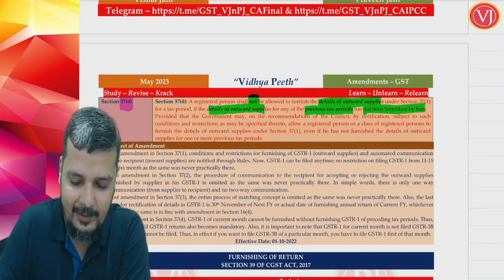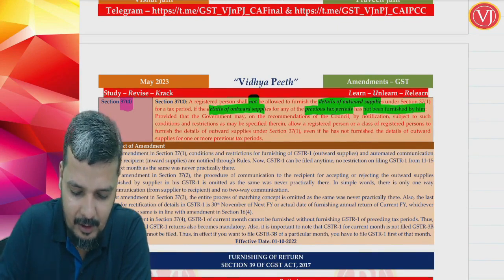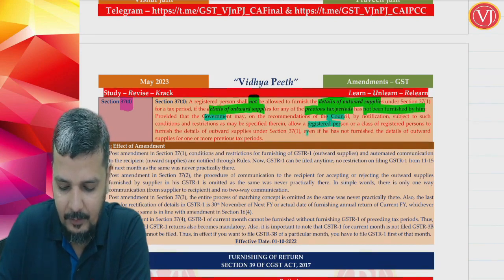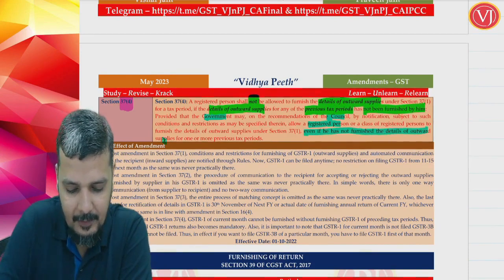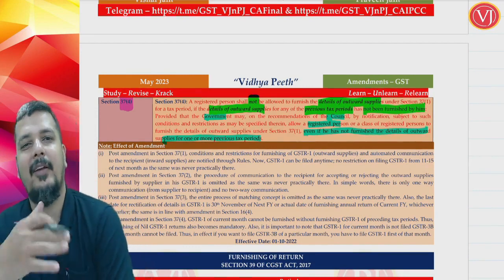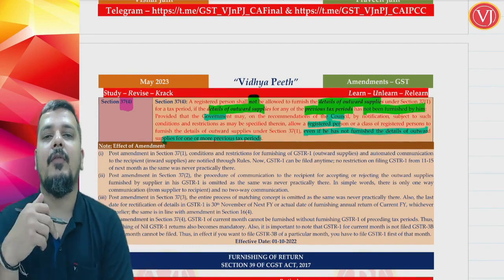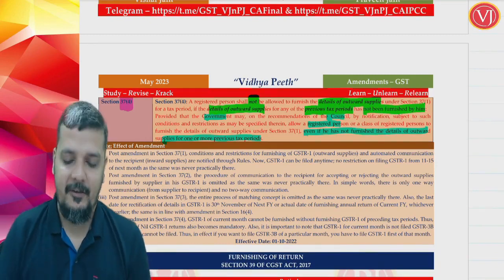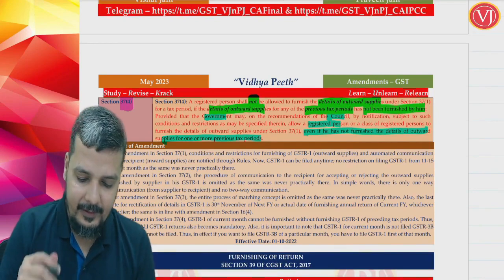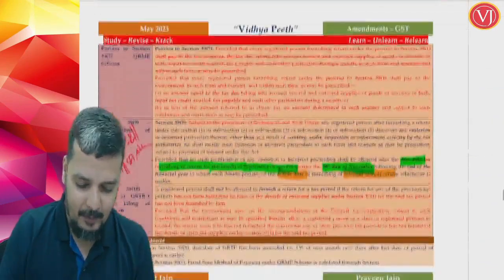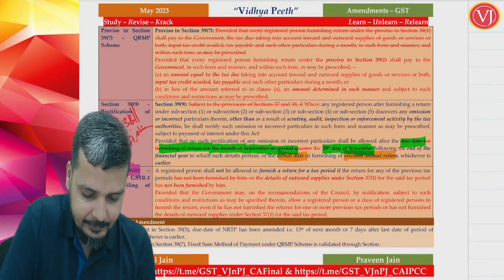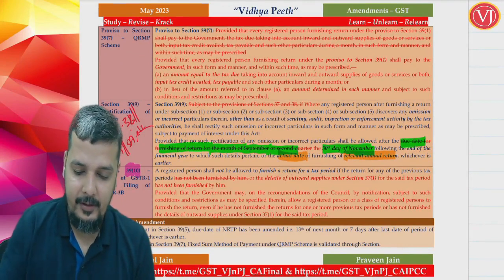Obviously, government can relax it. So the latter point is, if at all, the government on recommendation of the council may allow a registered person to file GSTR 1 of the current period, even if GSTR 1 of the previous period is not filed. That is a relaxation. But the basic provision is, if you want to file GSTR 1 of current tax period, make sure that GSTR 1 of the previous tax periods are already filed. Now, this needs to be read along with another amendment, which is there in your section 39. Now, what is this point trying to tell?